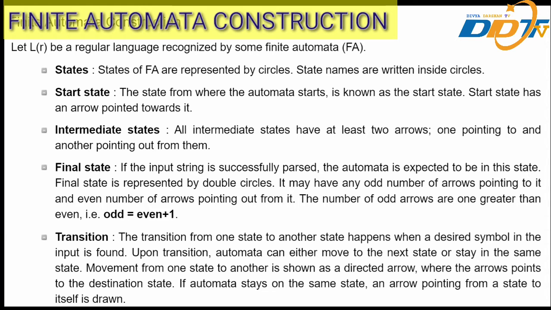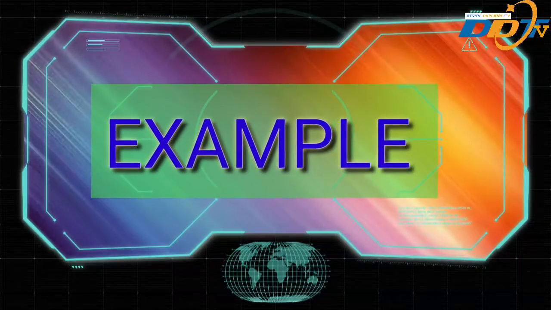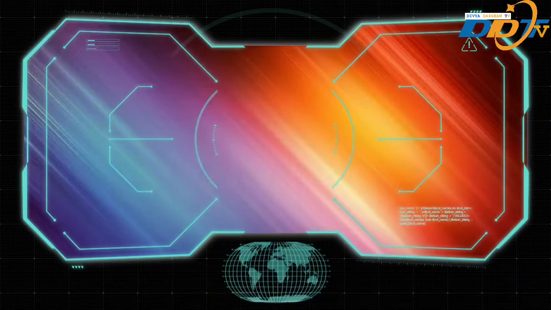Now the transition from one state to another state happens when a desired symbol in the input is found. Upon transition, automata can either move to the next state or stay in the same state. Movement from one state to another is shown as a directed arrow, where the arrow points to the destination state. If automata stays on the same state, an arrow pointing from a state to itself is drawn. Let's take an example to understand it clearly.